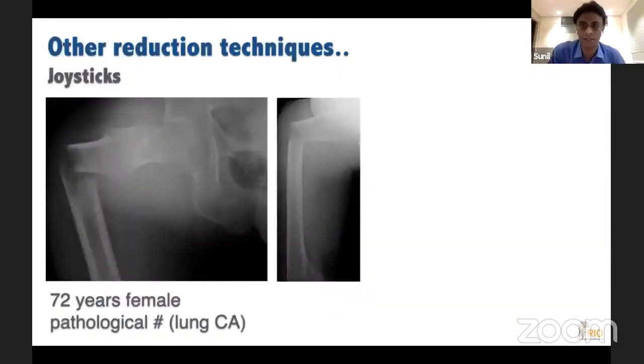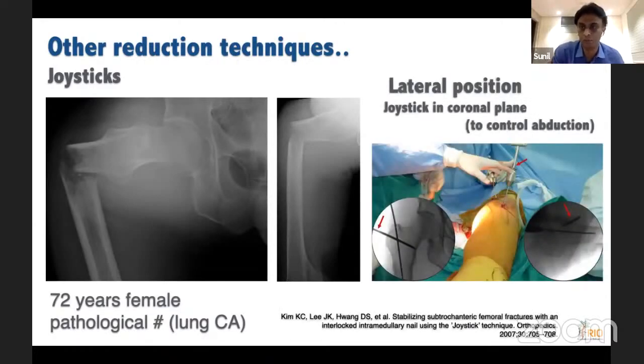So what about other reduction techniques? Joysticks are a great tool as well. I use them quite a lot, especially in fractures that are short, oblique, and transverse, where I can't use clamps very effectively. If you're trying to reduce this fracture in a closed or minimally invasive manner, joysticks are a great way to do it. You can use joysticks in both planes, from lateral to medial to control abduction and also rotation. And in the flexion extension plane, deformity can be controlled by passing a joystick in the anterior-posterior plane.